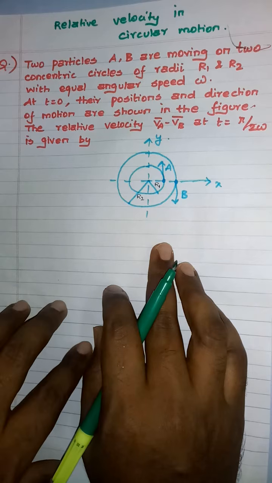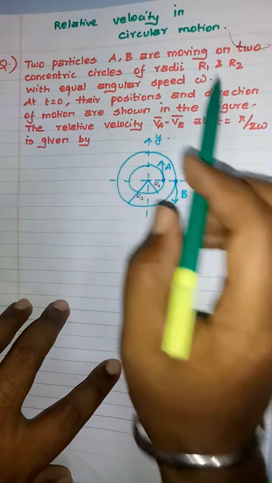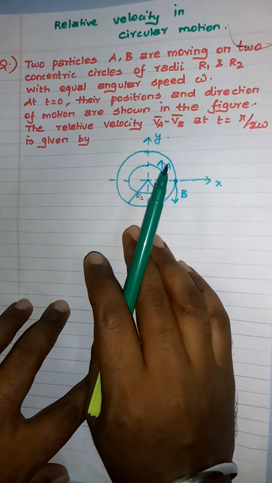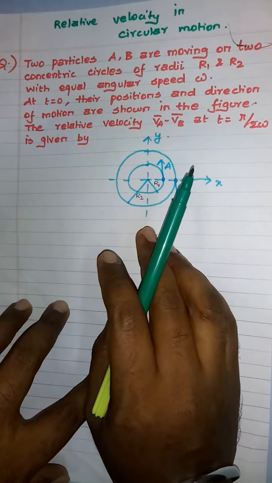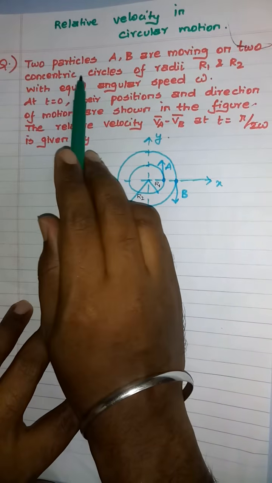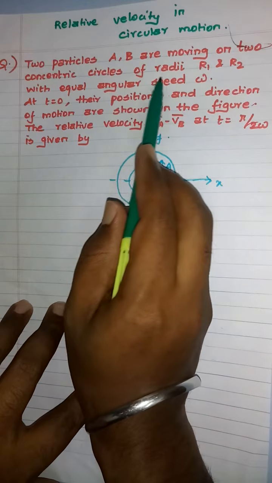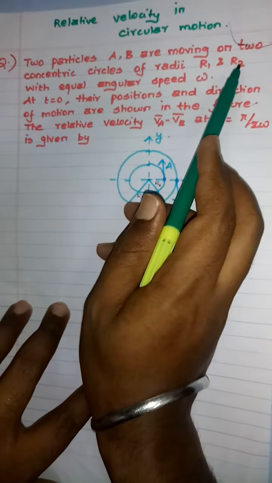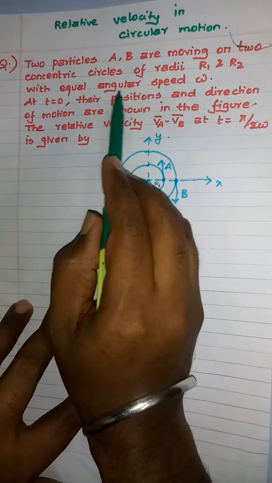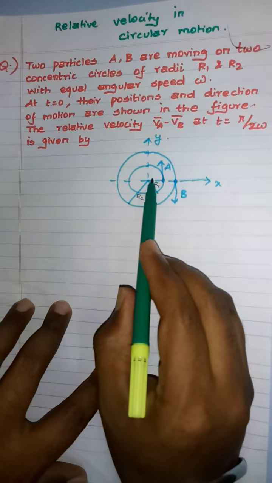Hi everyone. Now we are going to discuss relative velocity in circular motion. For that we can consider a question directly. See the question. Two particles A and B are moving on two concentric circles of radii r1 and r2 with equal angular speed omega. See the picture here.